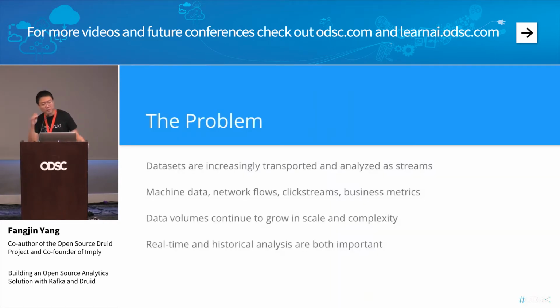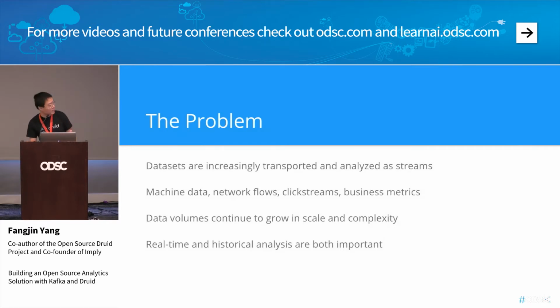So to start out with the problem, if you work in enterprise, you've probably seen that today data sets are increasingly getting modeled as streams. And they're getting modeled as streams because a lot of data is generated by machines or by systems or by users interacting with products. And today there's a lot of technology that allows this data to be modeled as a stream and to be delivered and processed and also queried in its streaming form. So if you've ever worked with machine data or network flows or security data or click streams or even business metrics, you've probably seen this general trend happening.